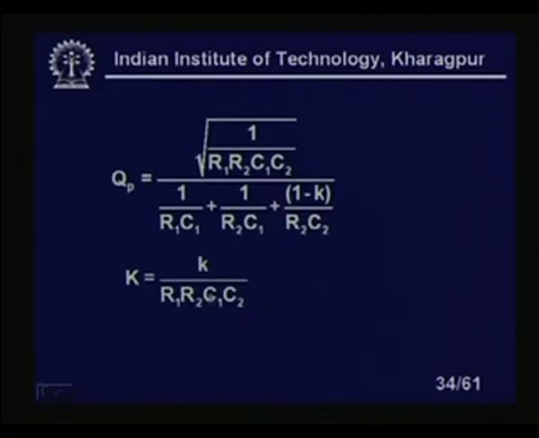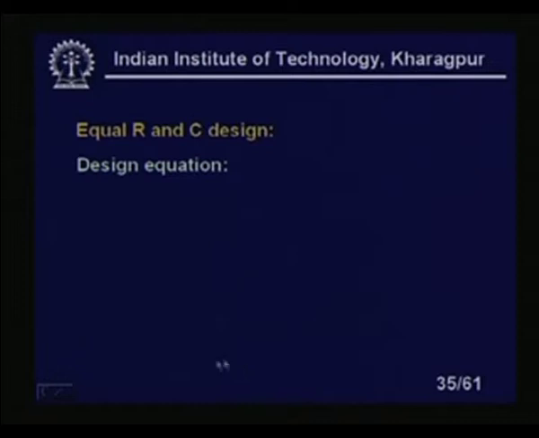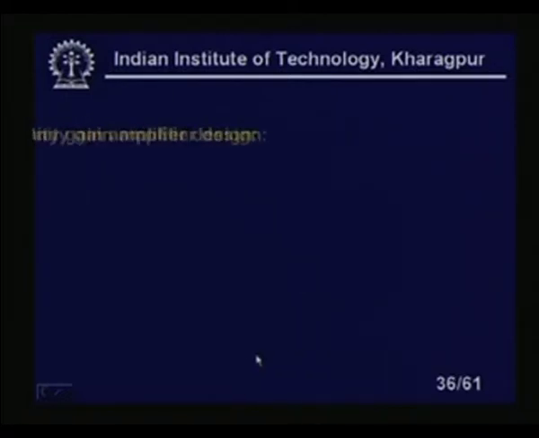And gain constant capital K equal to small k upon R1 R2 C1 C2, right. Now, in the equal-Q design for the Sallen-Key low pass filter, C1 C2 equal to 1 or R1 R2 equal to R equal to 1 upon omega p. So, obviously, small k equal to 3 minus 1 by q p.